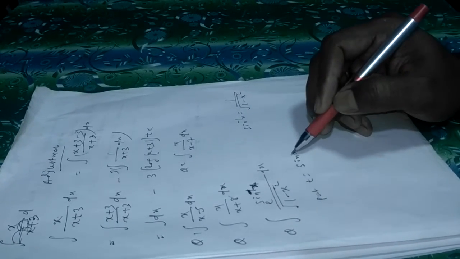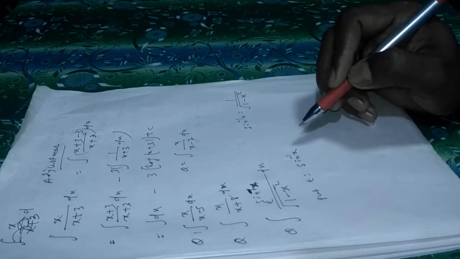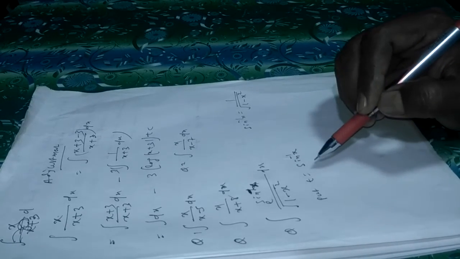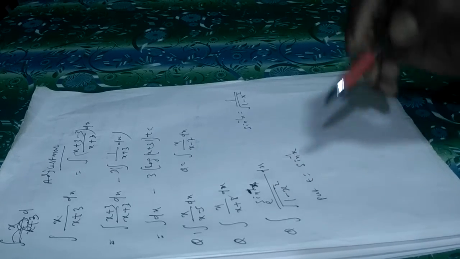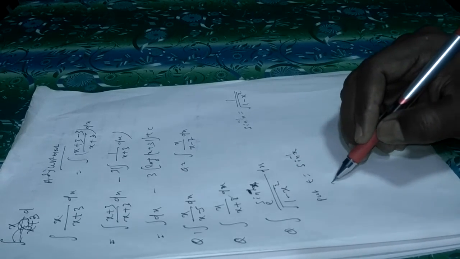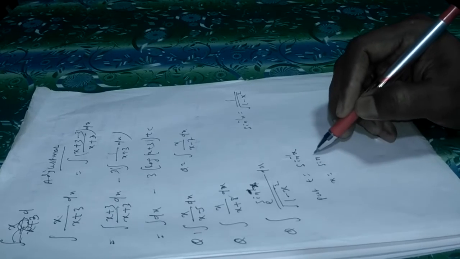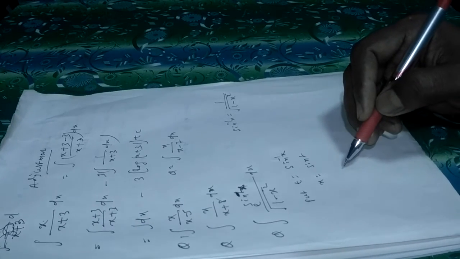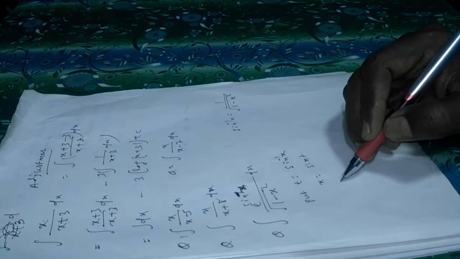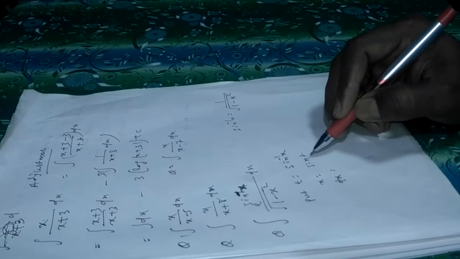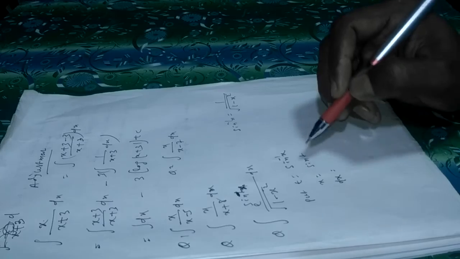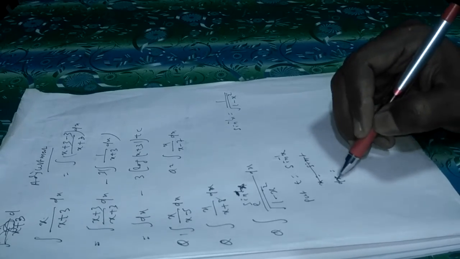So you have to put e to the sine inverse x equal to t, that is x equal to sin t. Then take the derivative on both sides: dx equals cos t dt.